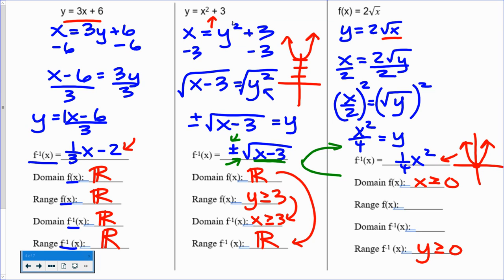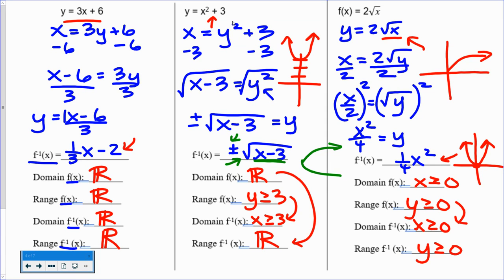If I look back, we've already looked at how you graph something like that. That doesn't move anywhere left or right. So the range for that graph would be y must be greater than or equal to 0. Now here's what's tricky, is that means the domain of my inverse is also x is greater than or equal to 0.